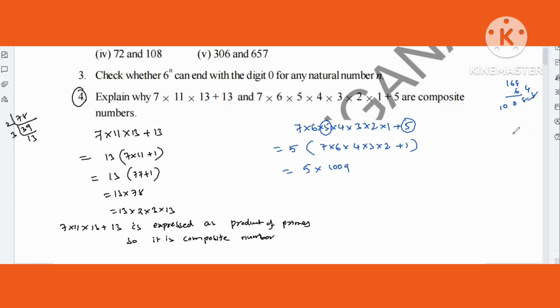So here also I think you can't divide with 3. 7 ones are 7, 7 fours are 28. You can't divide with 7, 11, 13, 17, 19. Okay, so you can stop here. Here also you can write the same statement: 7 into 11 into 13 plus 13 is expressed as a product of primes, so it is a composite number. So here both the numbers are expressed as a product of primes. So these are composite numbers. Okay. Thank you.